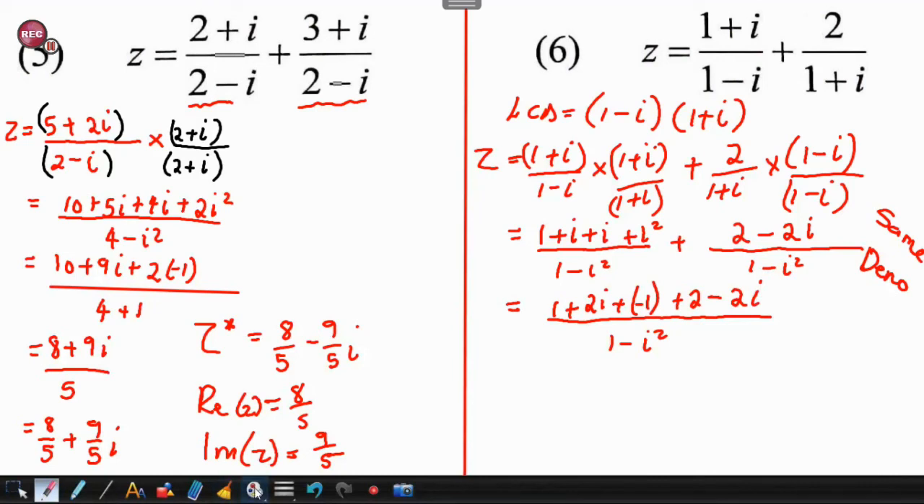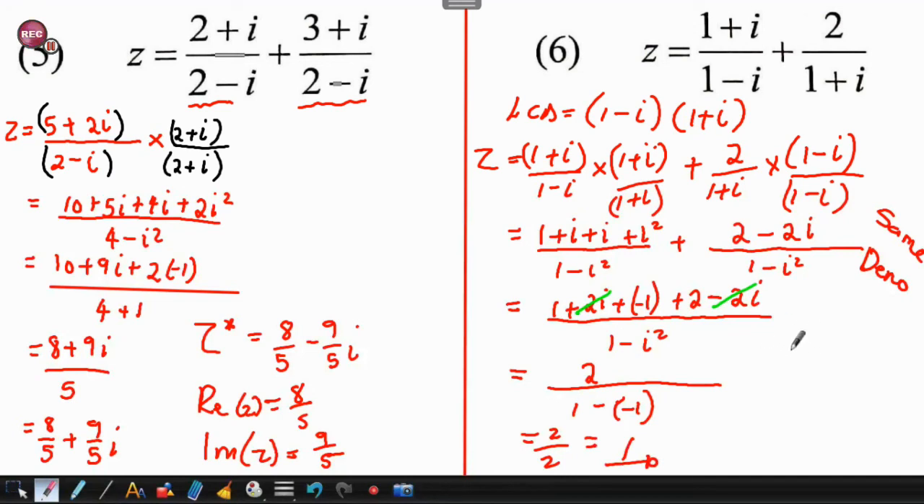Look at what happens there. That 2i will cancel this one, and then you have 1 plus 2, which is 3. So we'll have 3 minus 1, which is 2, over 1 minus, oh, I forgot to substitute here. We'll get negative 1. So therefore, you have 2 over 2, which is just 1.